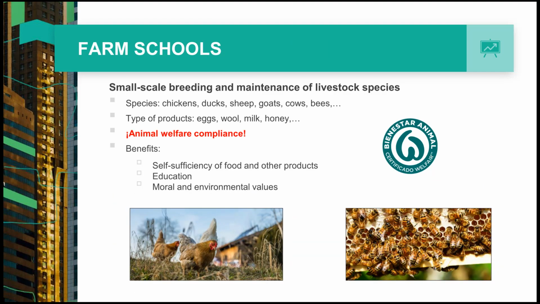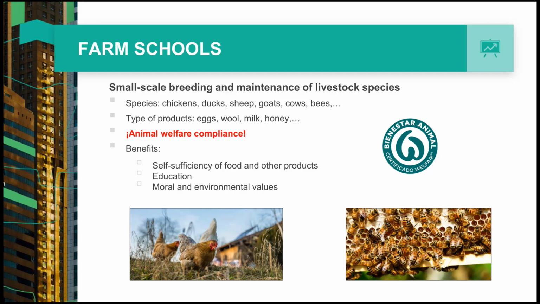Another solution related to improving society's perception of the environment is the small-scale breeding and maintenance of livestock species, such as chickens, ducks, sheep, goats, cows, or bees. From these species, products such as eggs, wool, milk, or honey will be obtained. It is very important to know the regulations related to animal welfare to ensure an excellent quality of life for these species we manage.